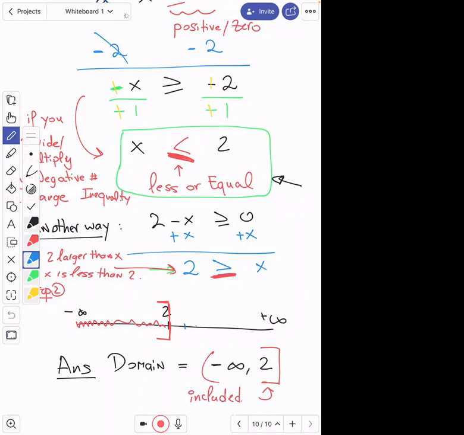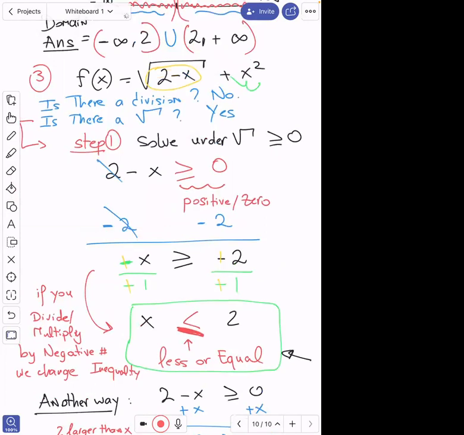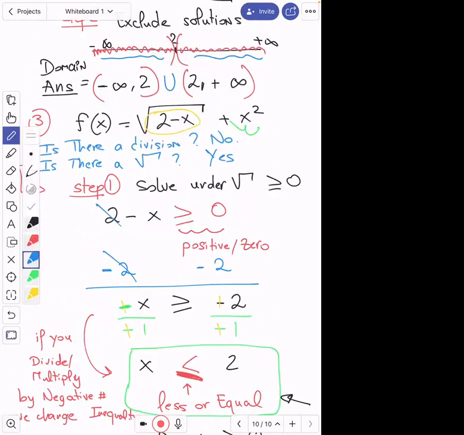So what I'm saying here, really, guys, is that my input x cannot be a number which is larger than 2. For example, if your input x is 5, 5 is larger than 2, you would have a problem in this function f. Under the square root, you'd have 2 minus 5, that would be negative 3. So there'll be square root of negative 3. That's undefined, because square root of negative 3 is not a real number. So that's all I'm saying.